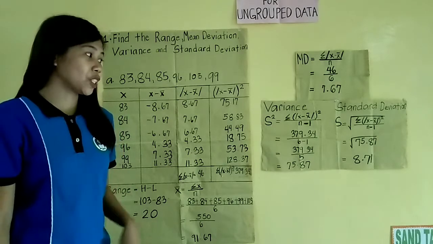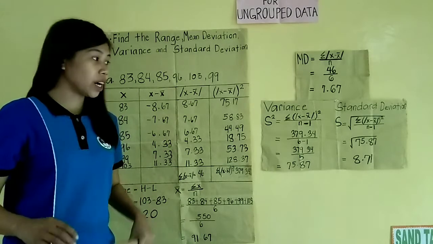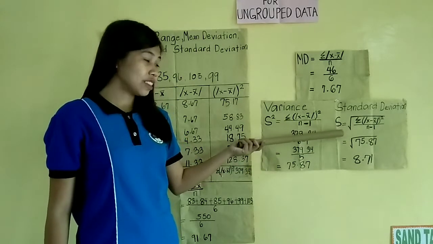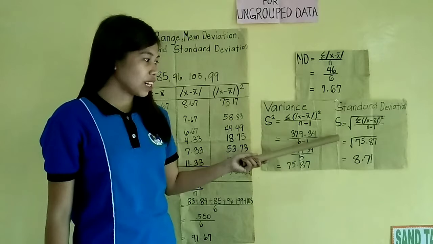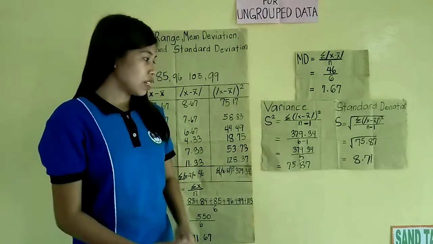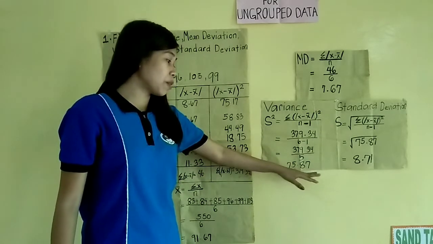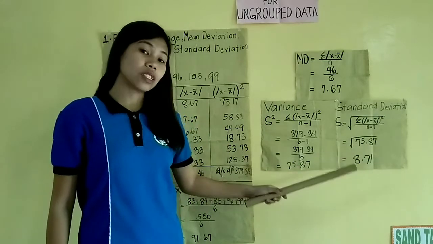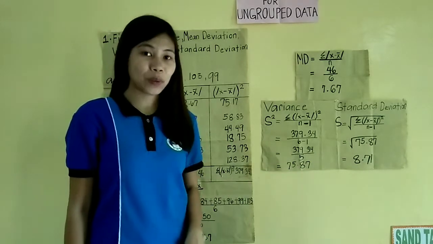Now, let's go to finding the standard deviation for ungrouped data. Simply, the standard deviation is just the square root of the variance. You see? So, we just take the square root of our variance, which is 75.87. So, the square root of 75.87 is equal to 8.71.